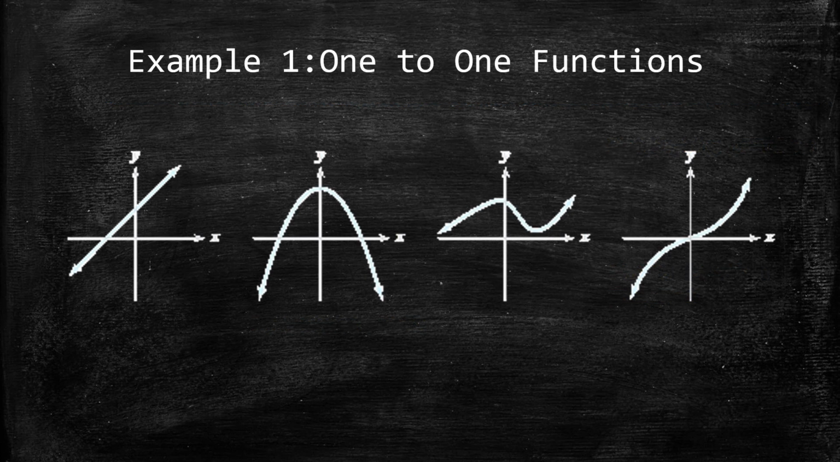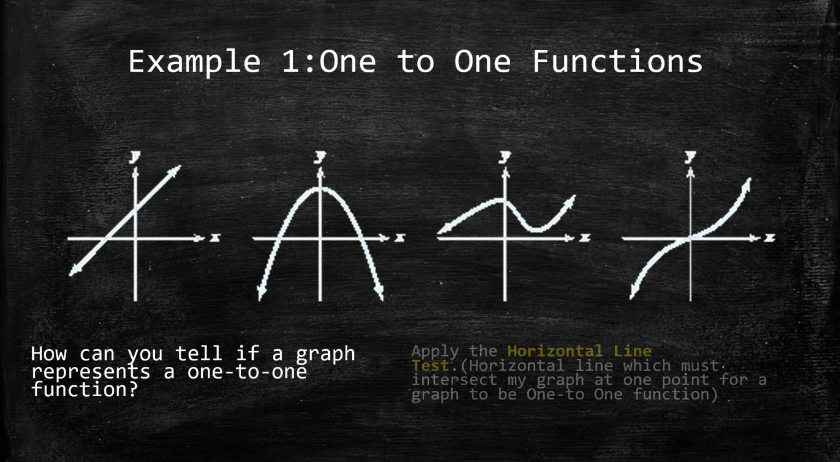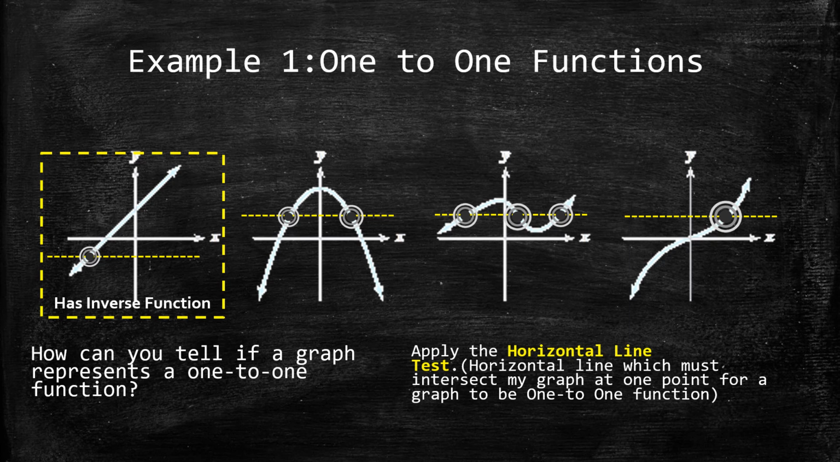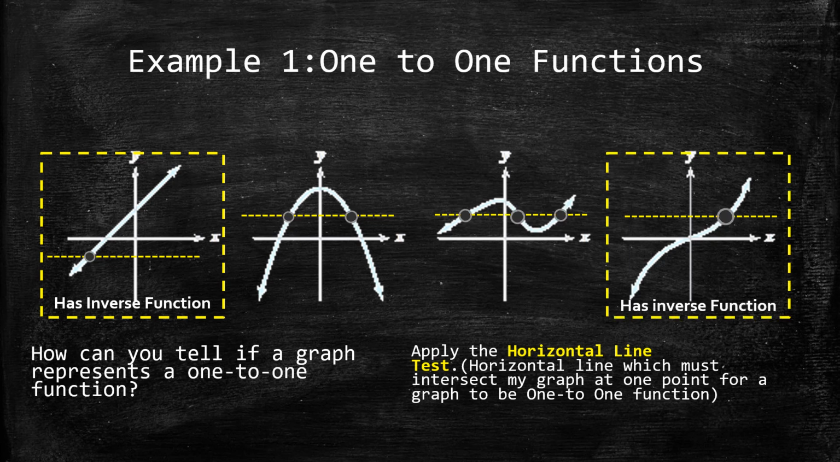Now what if I have a graph? How can I tell if a graph is one-to-one? Because if a graph is one-to-one, it has an inverse. So we have the horizontal line test. The horizontal line test states you need to draw a horizontal line. If it intersects the graph at one point, then the graph given is one-to-one. So we're going to draw a horizontal line on each of these graphs. Notice only the first one and the last one are one-to-one functions, therefore they have an inverse.